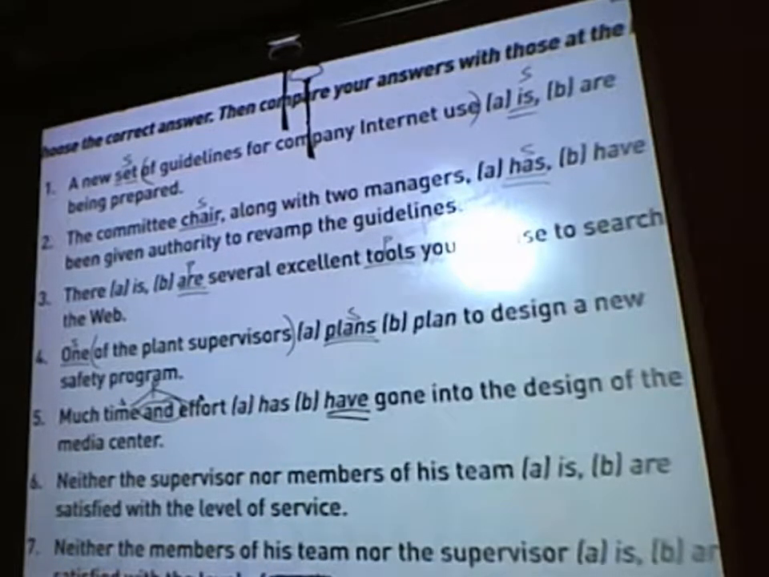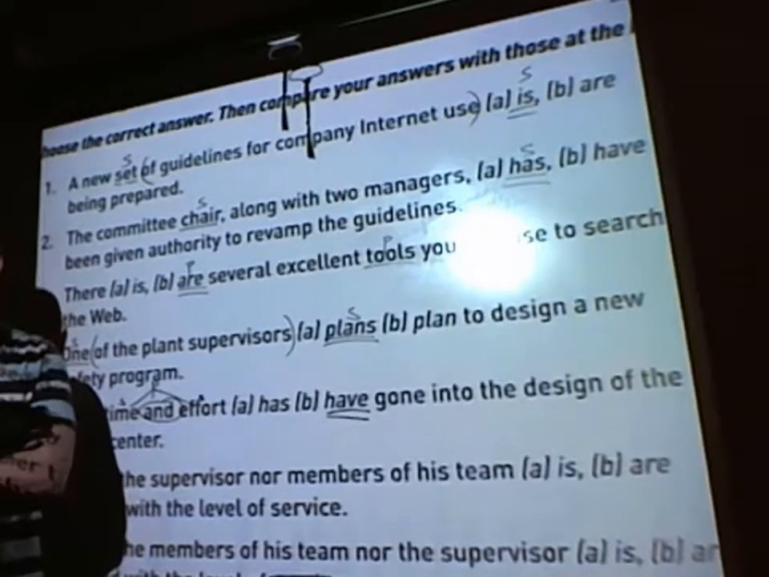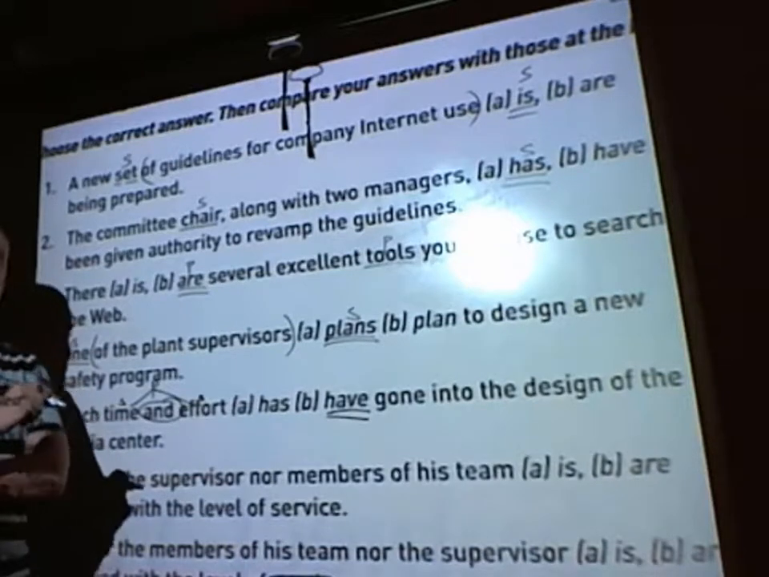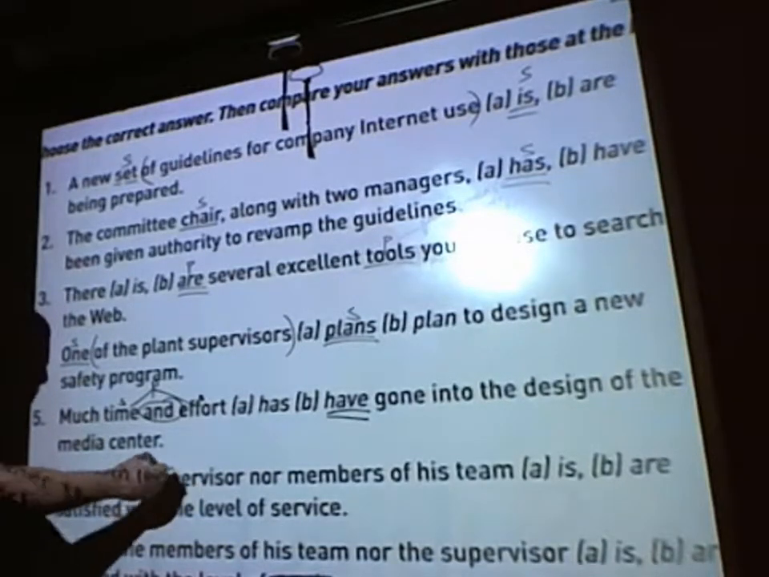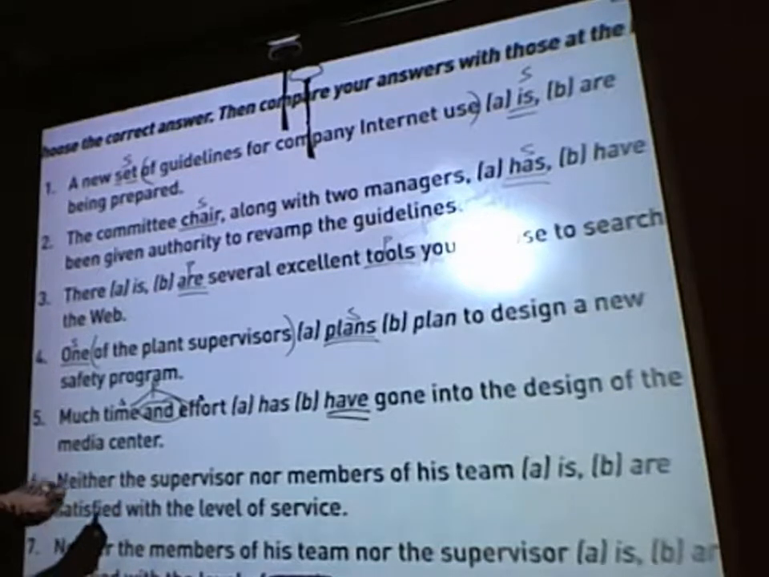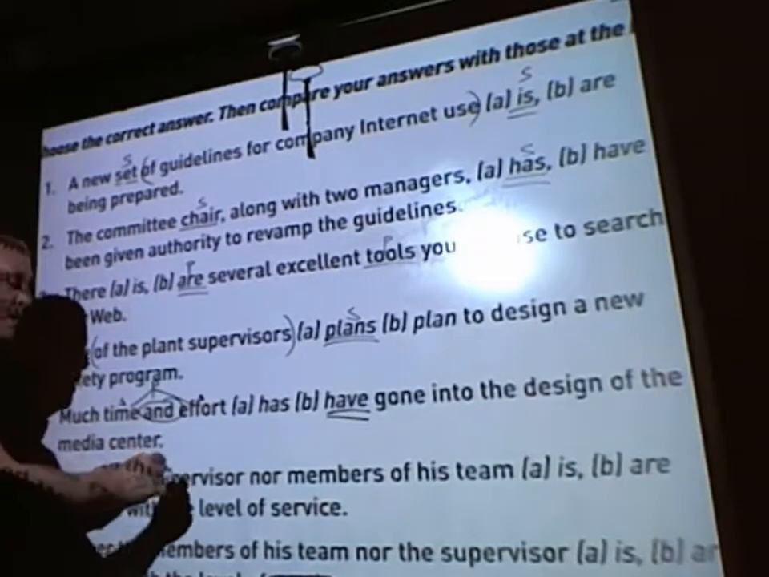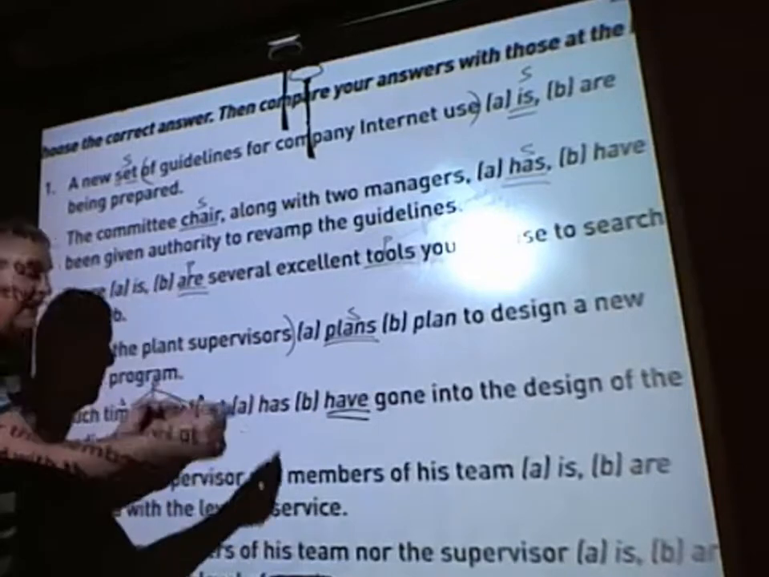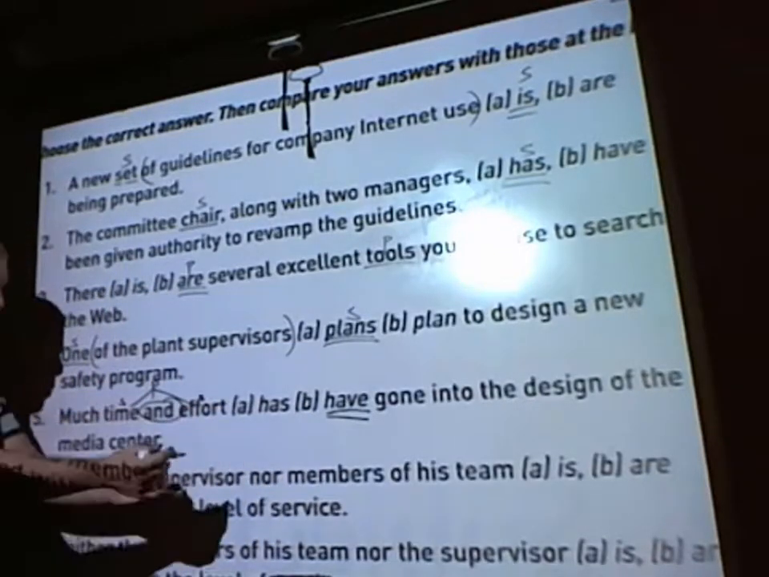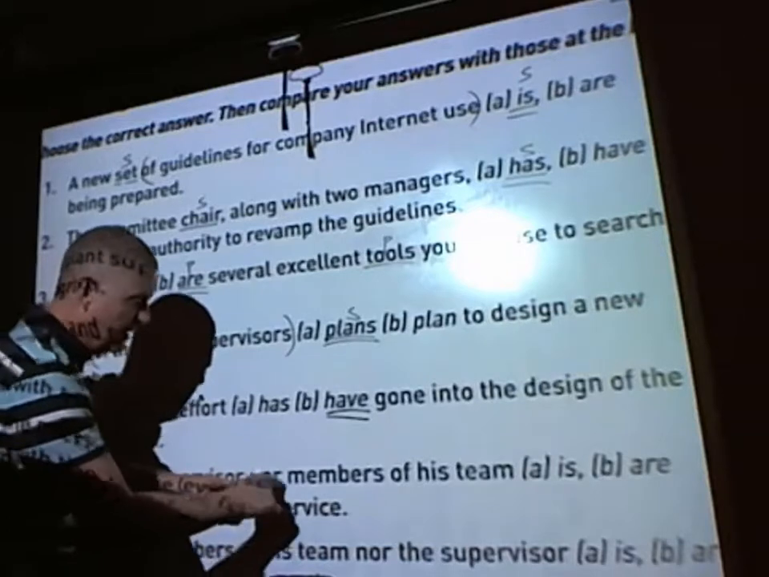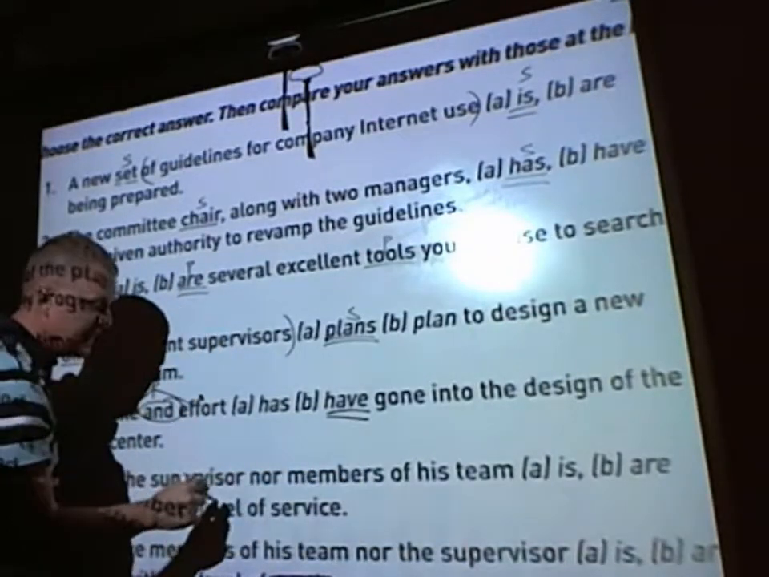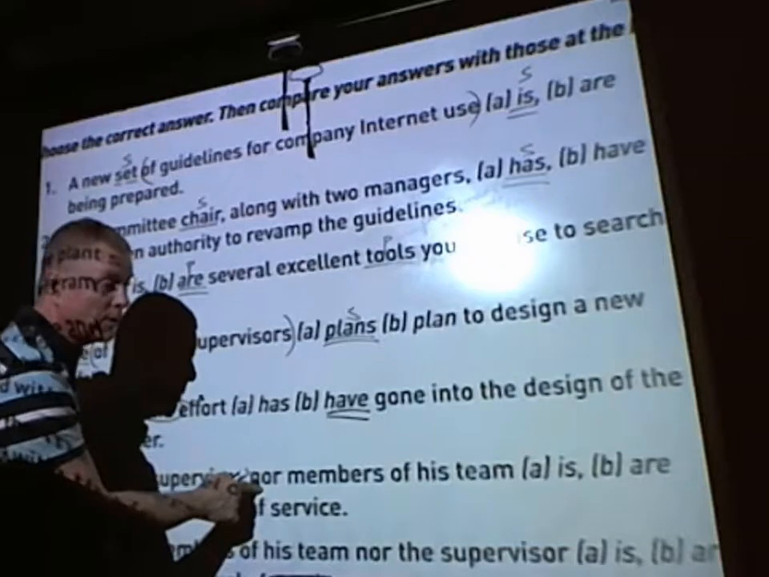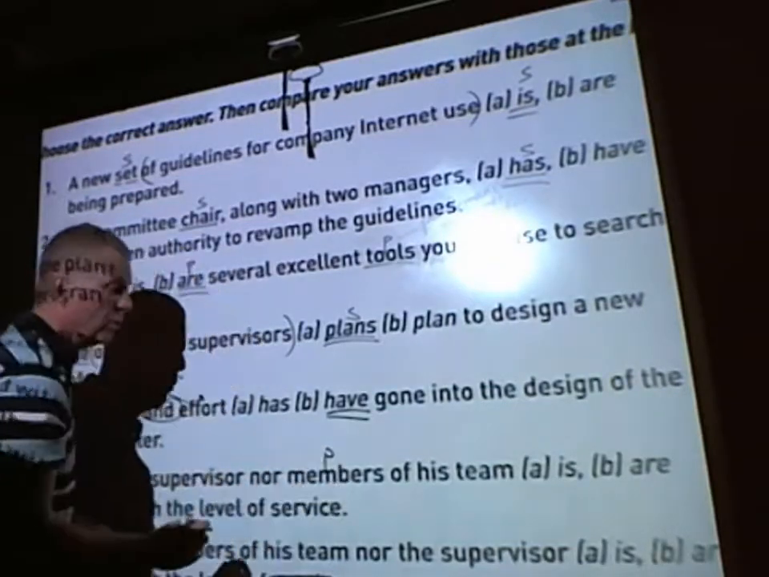Number 6, neither the supervisor nor. When you have a neither nor or either or type of situation, you always look at the latter subject to determine if it's going to be singular or plural. So in other words, the supervisor, we're not going to really pay attention to it, even though it is one of the subjects. It's neither that one or that one. We're going to look at the latter one, the one that's mentioned last, which is after the or the nor, and it's plural, and so we're going to use a plural verb. Members are.